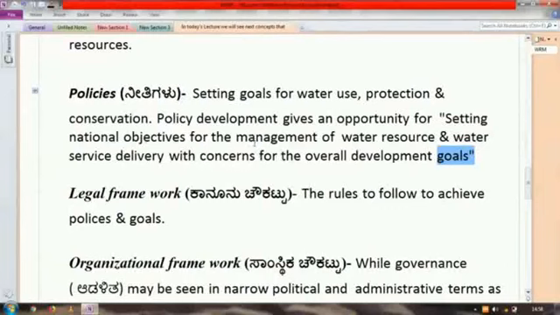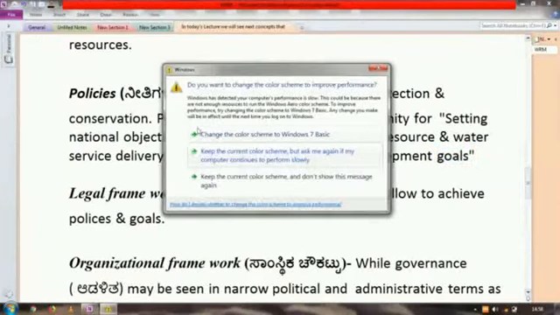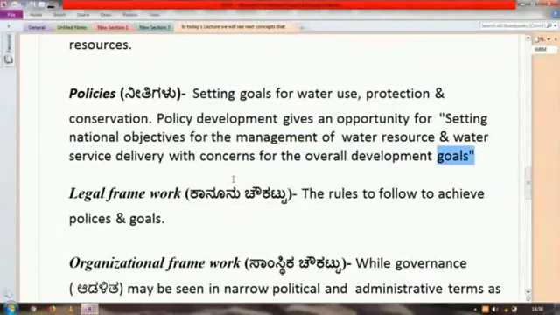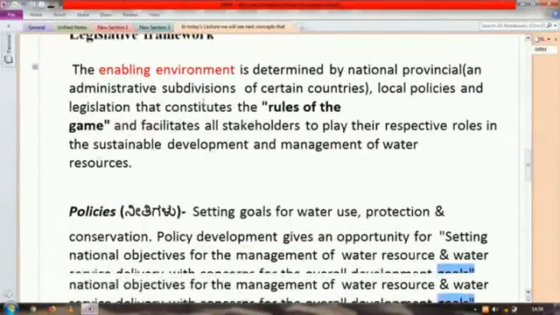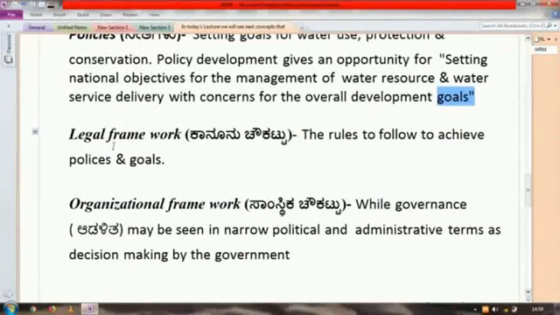Water is a resource beyond property rights. It cannot be owned by a private person. Water rights can be given to persons or companies, but only the rights to use the water and not to own it. So here, every stakeholder must follow the rules and regulations made by the legislative frameworks that cover the policies and legal framework. In the legal framework, the rules to follow to achieve the policies and goals.